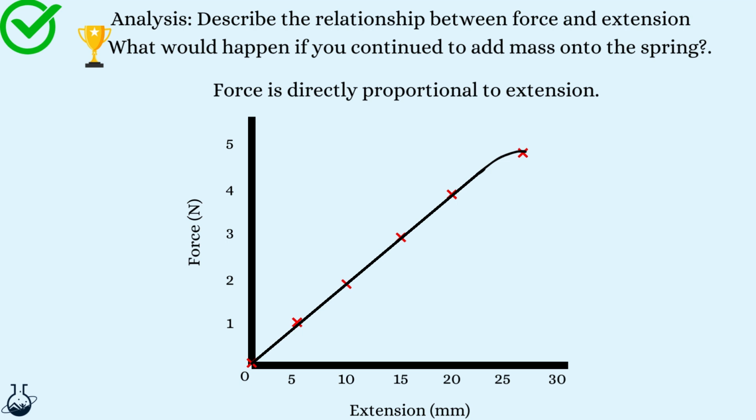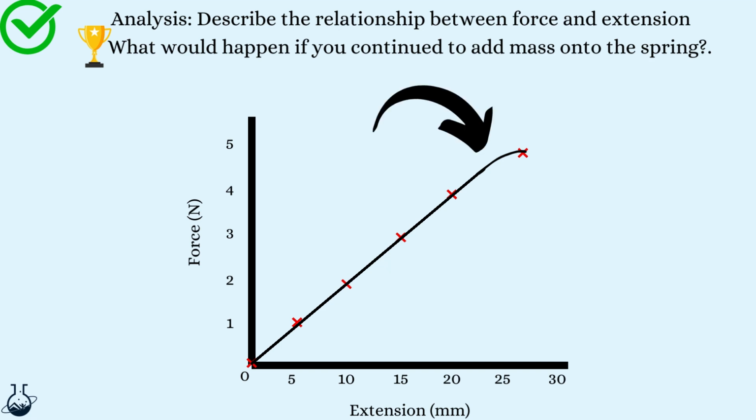So this graph shows that as the force increases, the extension also increases. We call this a directly proportional relationship. We can see this from the straight line through the origin here, until we reach a force of 5 newtons, where it no longer follows this line and extension is no longer proportional to force. Basically, if we continued this experiment, the line would level off like so.